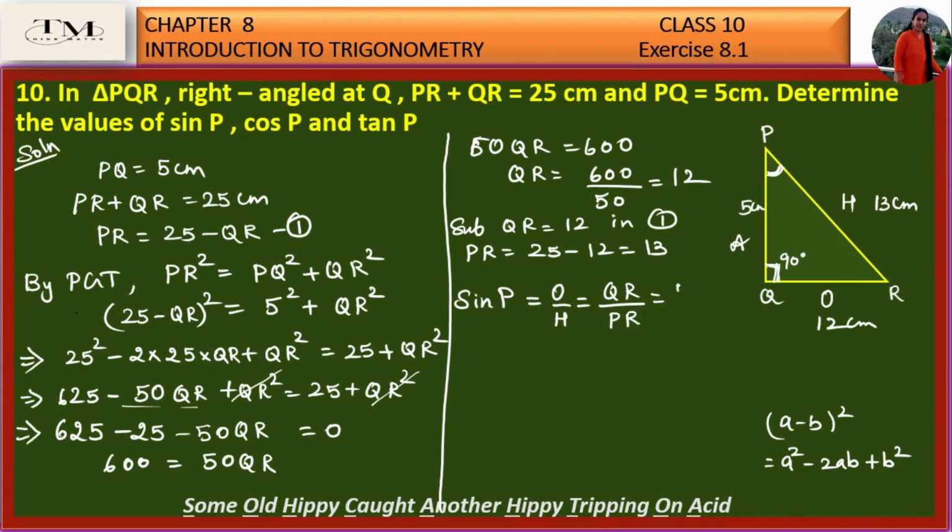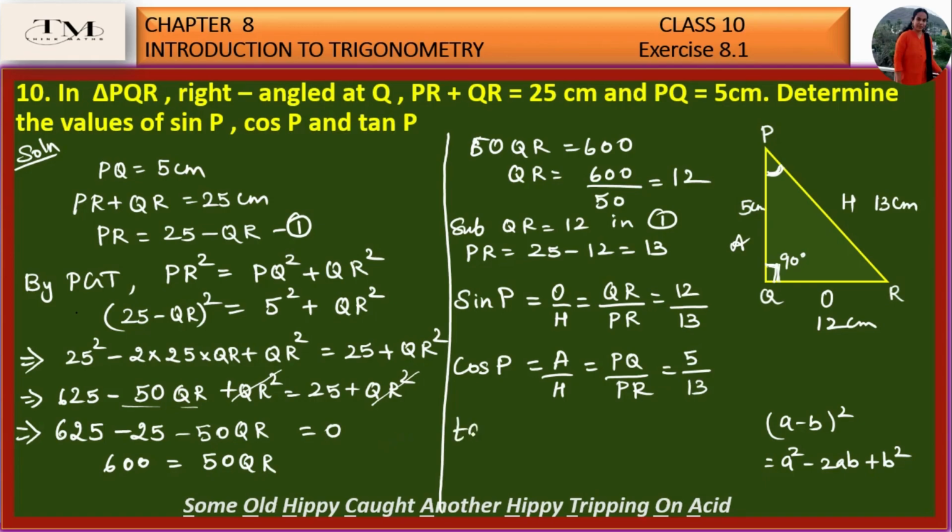QR is 12 and PR is 30. So sin P is equal to 12 by 30. Next, cos P. What is cos P? Cos is adjacent by hypotenuse, so cos P is equal to A by H. Adjacent side is PQ, and hypotenuse is PR. What is PQ? 5. So 5 by PR, which is 30.